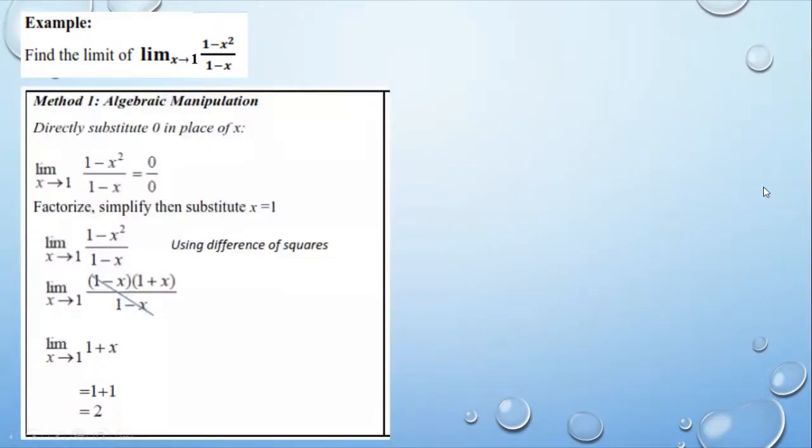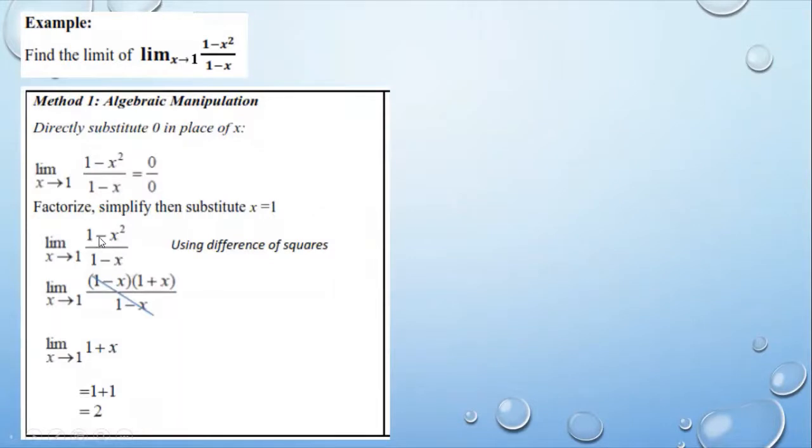Okay, now we'll look at one example, finding the limit. This one says limit when x approaches 1 of (1 minus x squared) upon (1 minus x). So when you directly substitute the x value of 1, you will get 0/0, and you know 0/0 is not allowed. That means the limit may exist, but you have to simplify. So you factorize and then simplify.